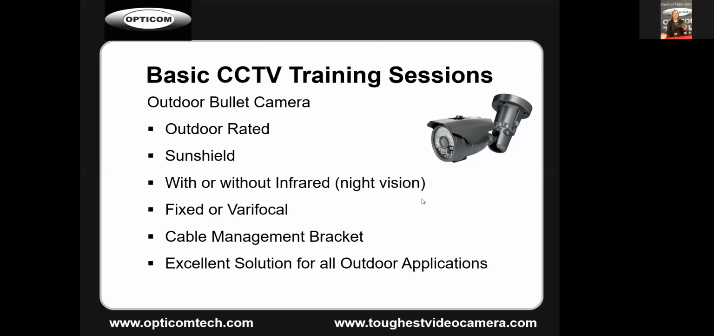So all right. Okay, so outdoor rated, with a sun shield. This is called a sun shield, which is that top part right up here. They're usually adjustable forward and back, with or without infrared. And then you can do a fixed or a varifocal lens, right? A fixed lens is not adjustable. A varifocal lens means it's adjustable, and you can go wider view or more narrow view, which means you're going to be closer or further.